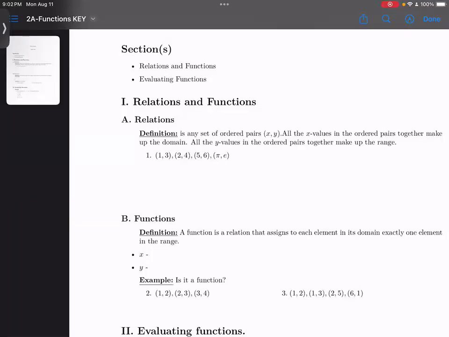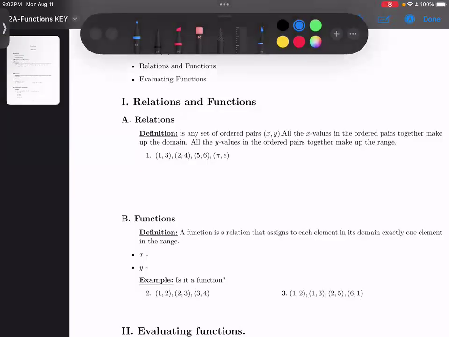In this section, we talk about relations and functions, and then we're going to evaluate some functions. All right, a relation is any set of ordered pairs (x, y), where all the x values make up the domain and all the y values make up the range. That's all it is. X values make up the domain, y values make up the range.